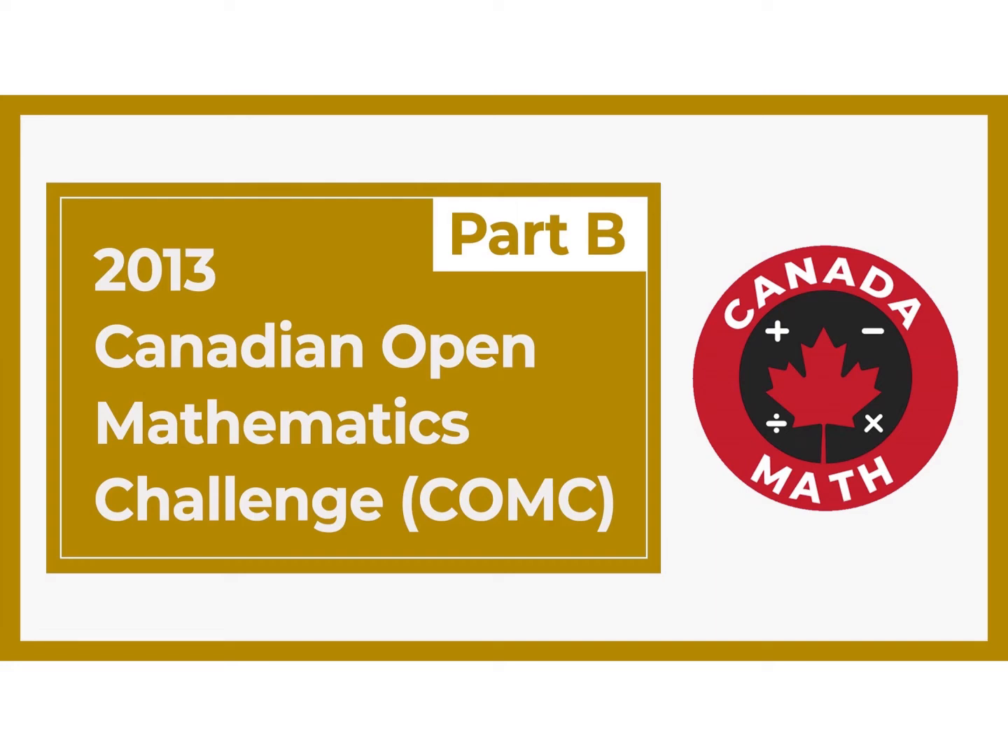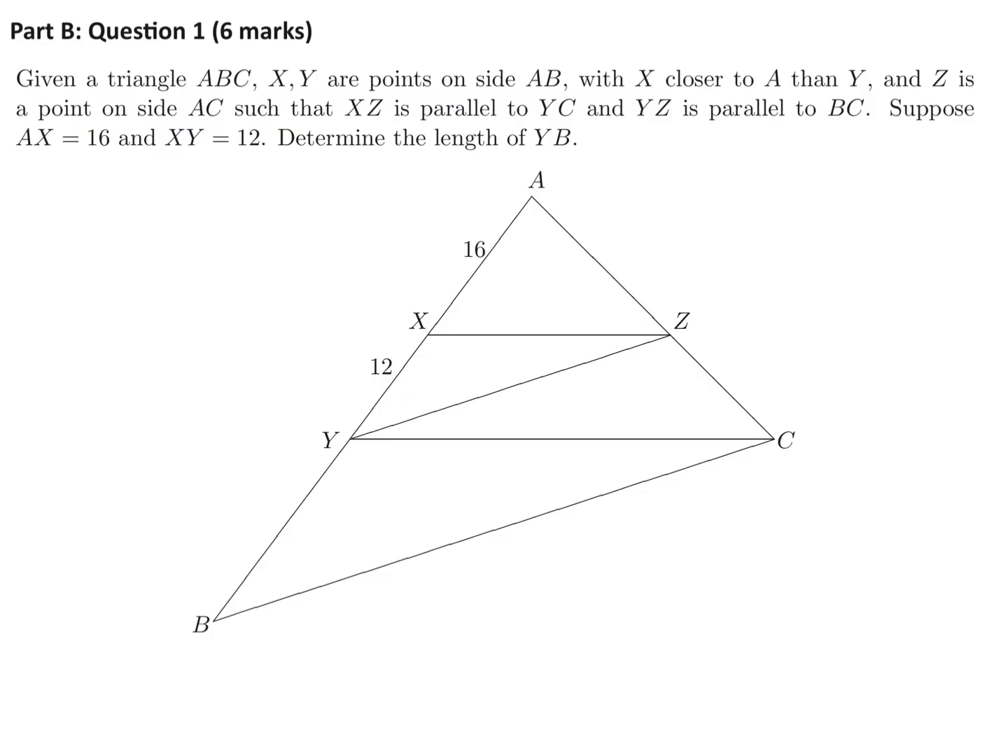2013 Canadian Open Mathematics Challenge Part B. Given a triangle ABC, X and Y are points on side AB with X closer to A than Y, and Z is a point on side AC such that XZ is parallel to YC and YZ is parallel to BC. Suppose AX is 16, XY is 12, determine the length of YB.